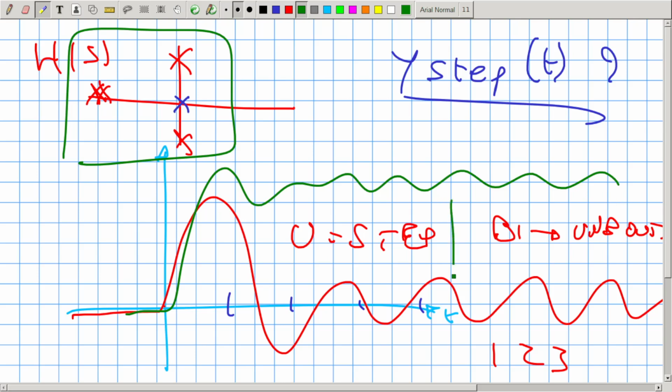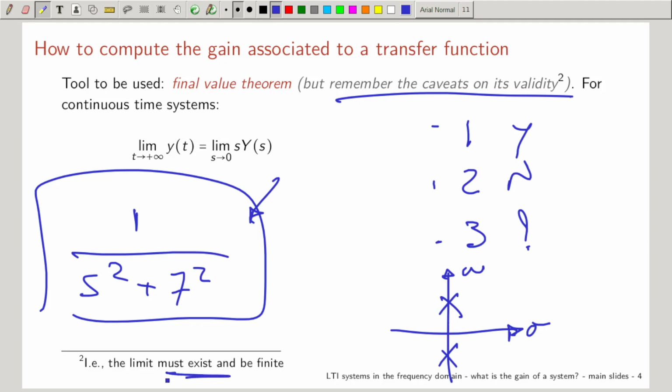Perfect. Can we define the gain? In an average sense, yes, but the actual definition, no, because we have something that is oscillating forever. The limit must exist and be finite. True. Something that oscillates doesn't have a limit. Are we together, people?